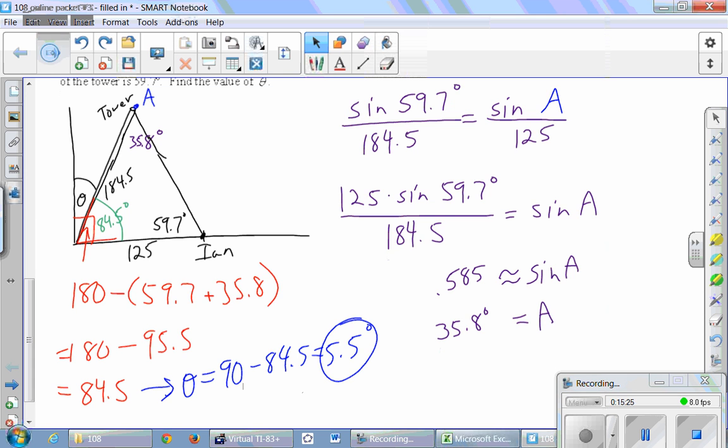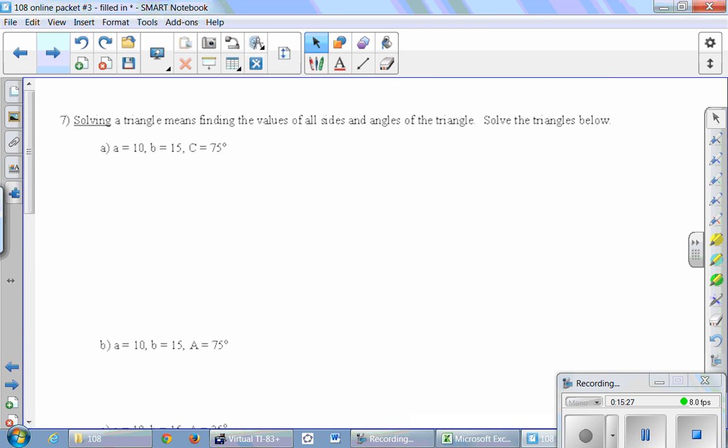So let's move on to the next page. Number 7, solving a triangle means finding the values of all sides and angles of the triangle. So if you ever see on a quiz or test or homework, solve this triangle, it means find all 3 angles and find all 3 sides. 3 of them will be given to you and you'll need to find the other 3. Solve the triangles below. Part A, little a is 10, little b is 15, and capital C is 75.